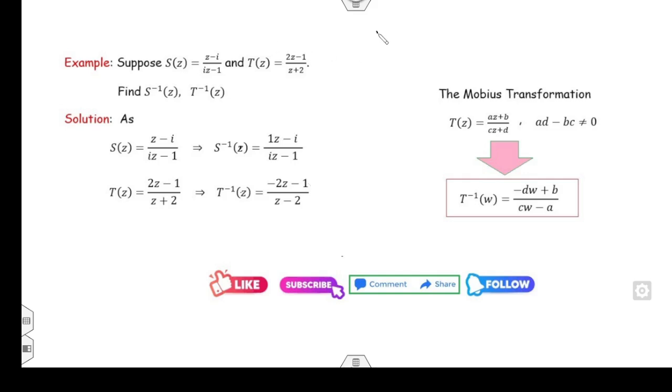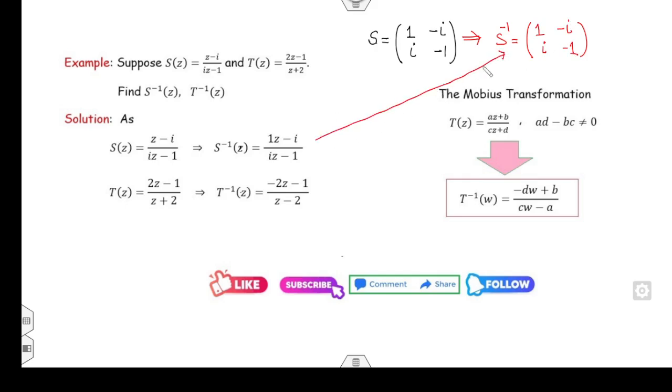The second method is you can write the matrix S corresponding to 1 minus iota, iota minus 1. Then you can write the S inverse, only taken as the adjoint. So that number will be 1 minus iota, iota minus 1. And again you can see, if you write the transformation corresponding to the matrix, you will get the same answer.